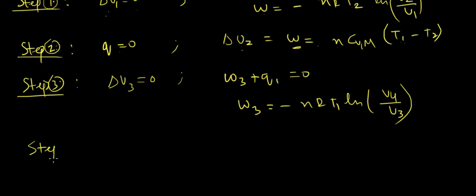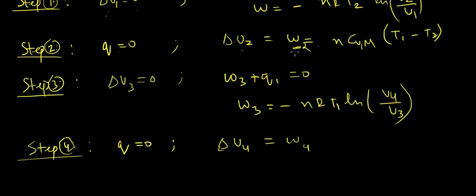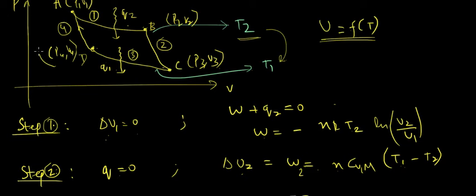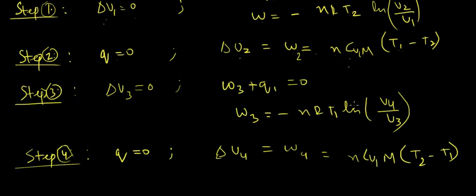Okay, and what happens in step 4? Step 4 is again adiabatic compression of the gas. So Q would again be 0. We can write delta U4 would be equal to just W, and this is W4, just as this was W2. So W4 would be equal to n CV m. What is the final temperature? Final temperature is T2 and initial temperature is T1. It is going from temperature T1 to temperature T2, so the final temperature would be T2. So it would be T2 minus T1.